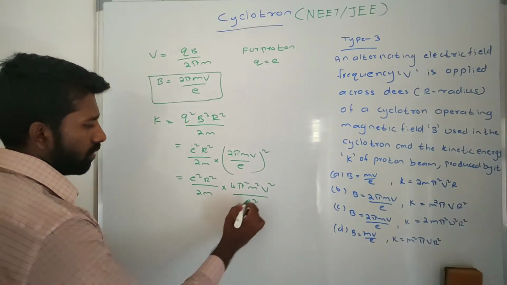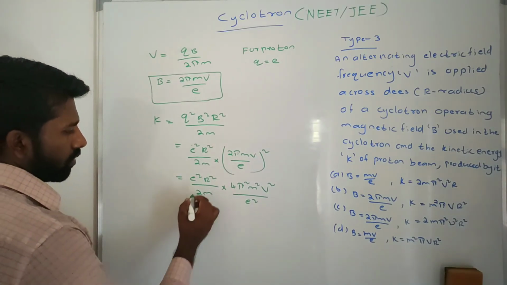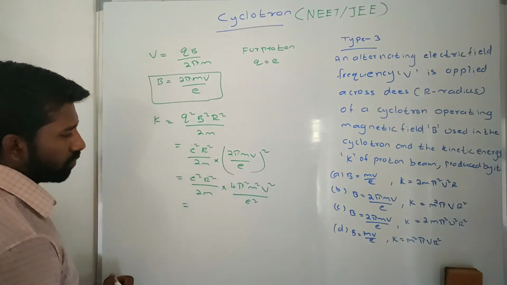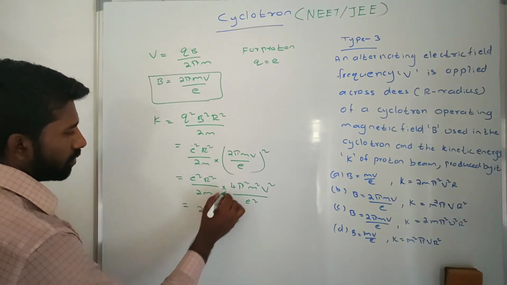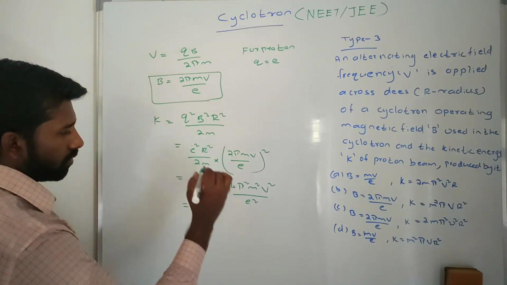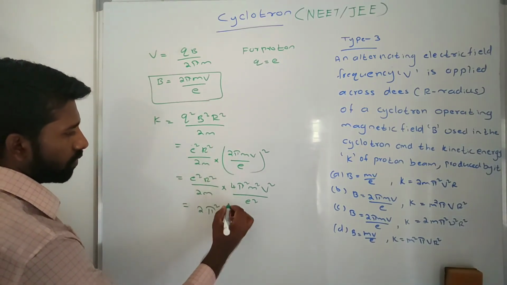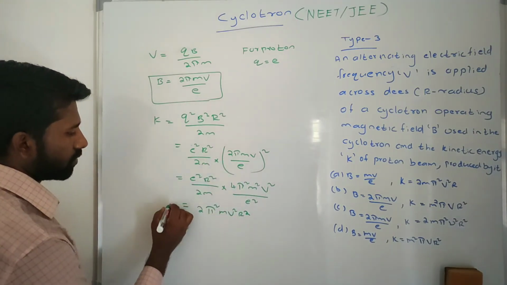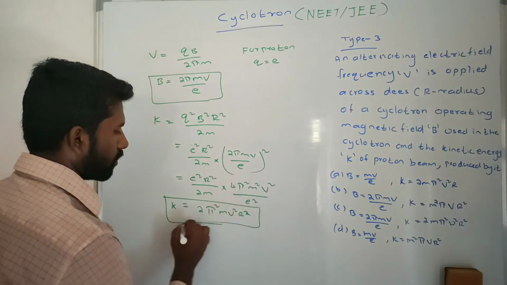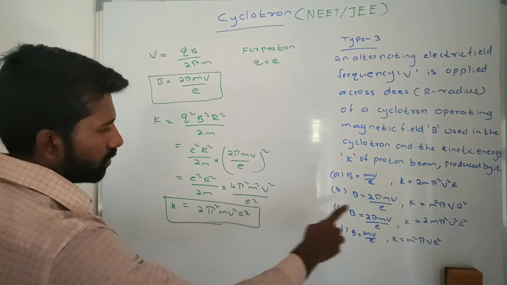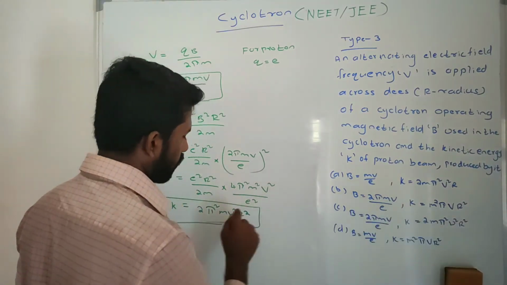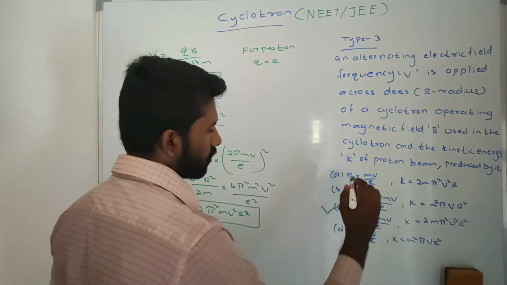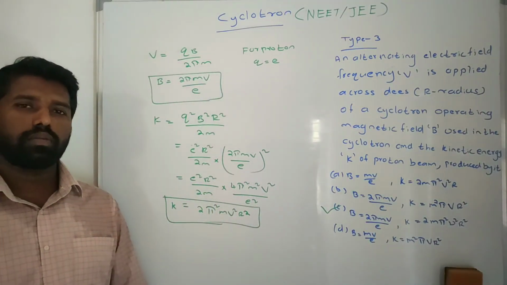What can we cancel? The E square cancels, then 2 and 4 cancel, and M cancels. What remains is 2 pi square M V square R square. This is the kinetic energy formula. Check which option matches. In the third option it matches, that is 2 pi square M V square R square. So the third one is the correct option. That is about this type.